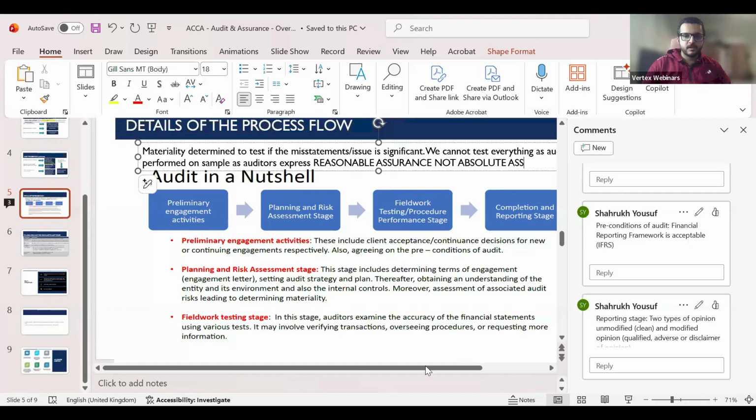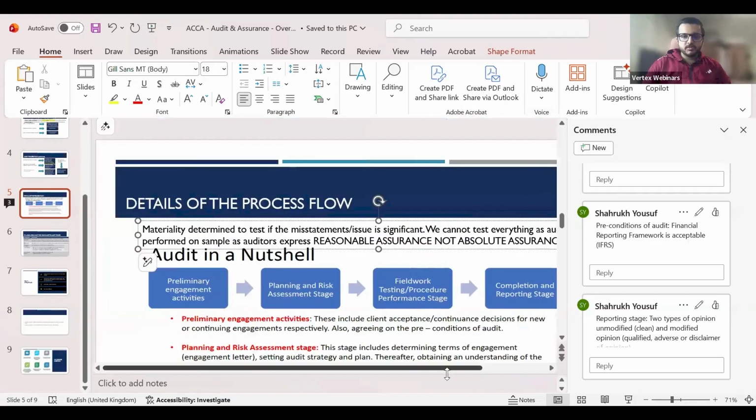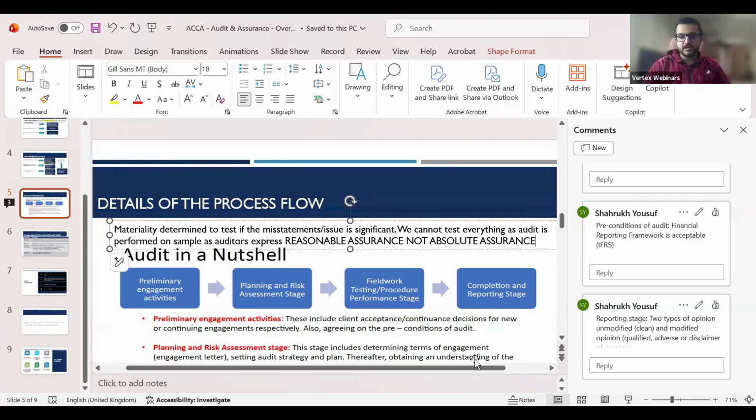Do you know what that means? Reasonable assurance means that we are reasonably sure that there is no problem in the financials. Absolute assurance is like a guarantee. You cannot guarantee, being an auditor. Can you? Because you're not even testing everything. If you're not testing everything, you can't guarantee that everything's fine. So why are you not testing everything? Because you can't test everything.